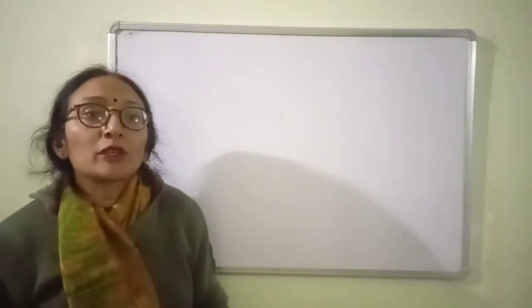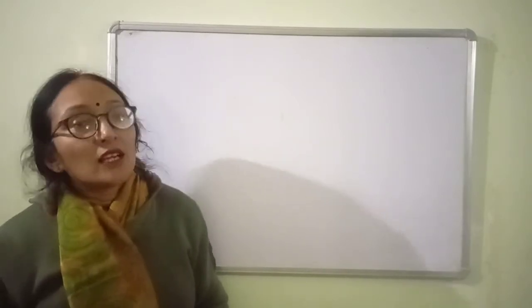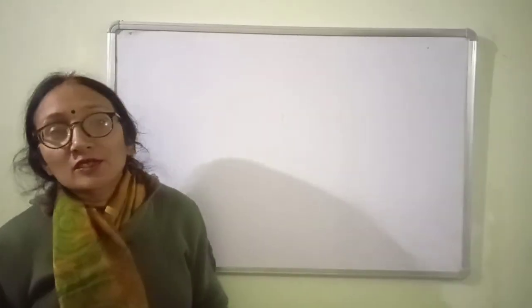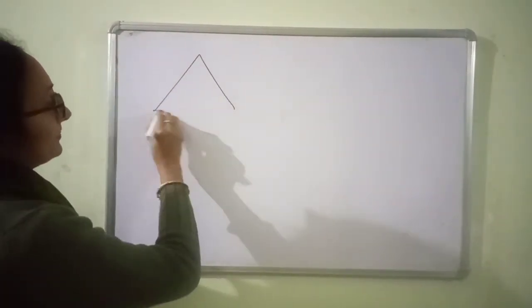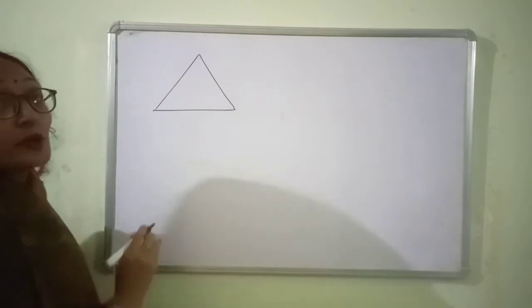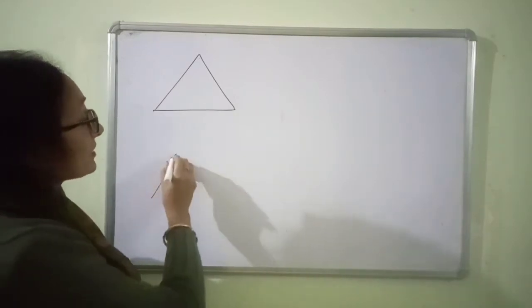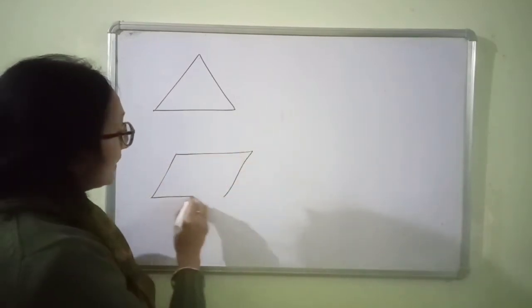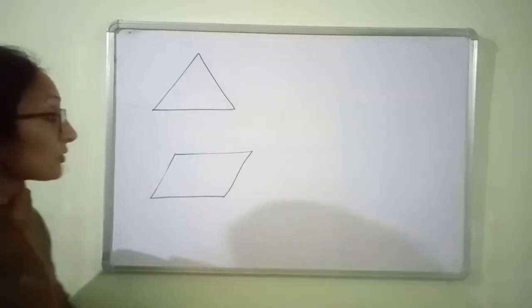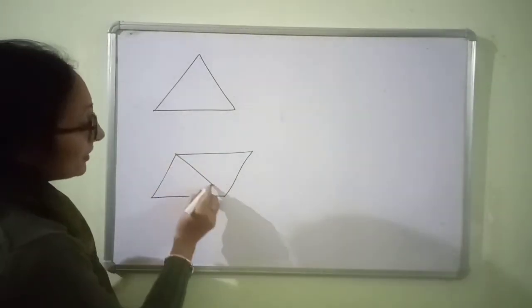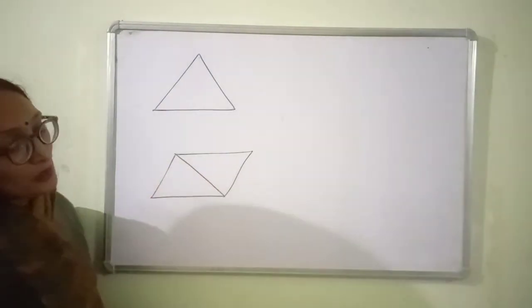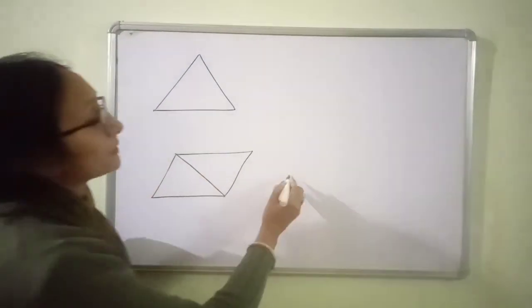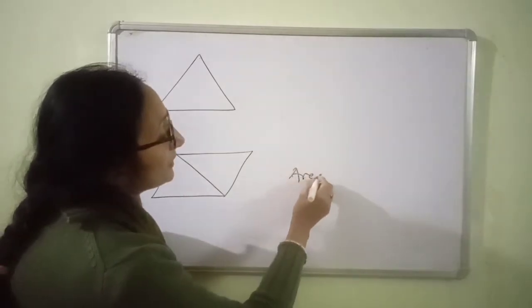Before starting the topic, I want to explain what is a triangle. A triangle is a three-sided polygon, or we can say it is made by three line segments. And a parallelogram is a quadrilateral in which opposite sides are parallel and equal to each other. So all of you know, if we join these opposite points, this is called a diagonal and it divides the parallelogram into two equal parts. The area of a parallelogram is base into height.